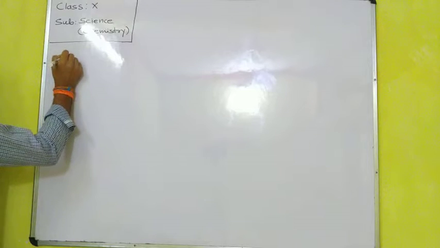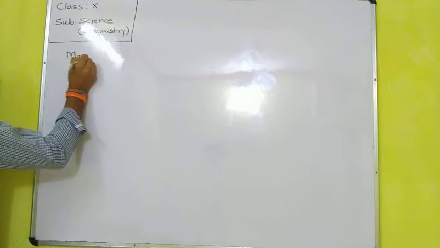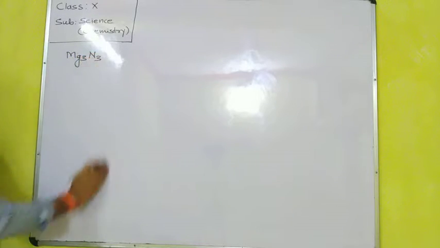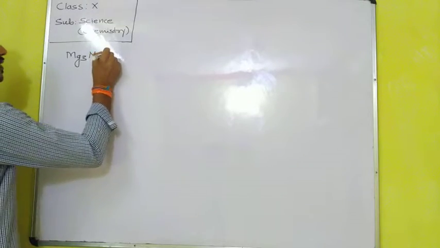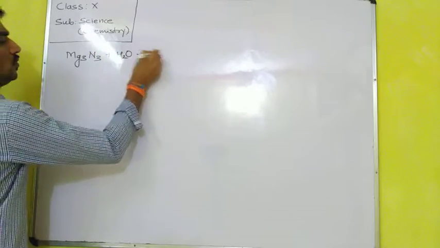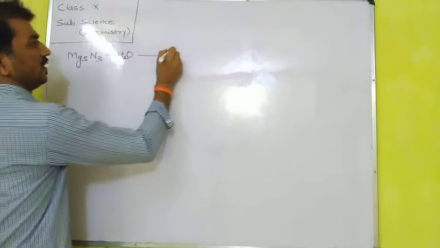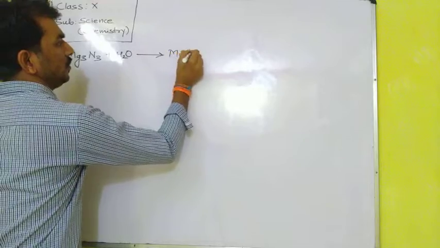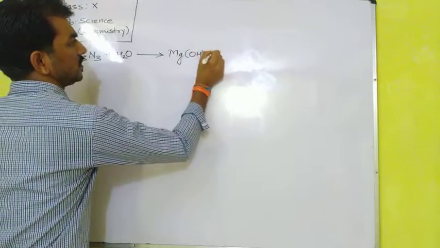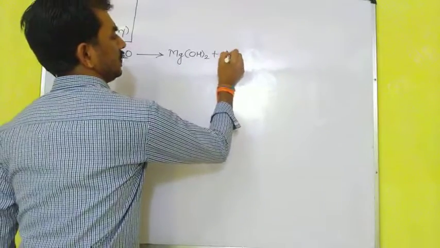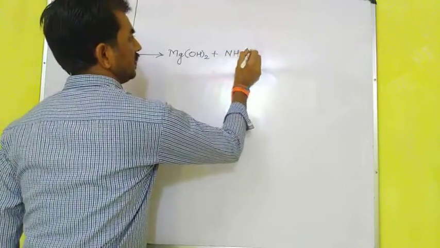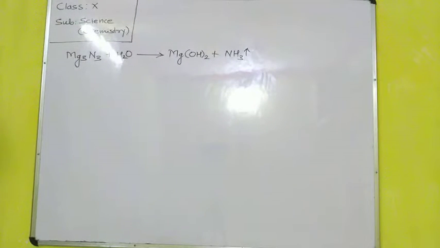Mg3N2, magnesium nitride plus H2O is equal to magnesium hydroxide, Mg(OH) whole twice, plus NH3. Okay, NH3. This equation we have to balance.